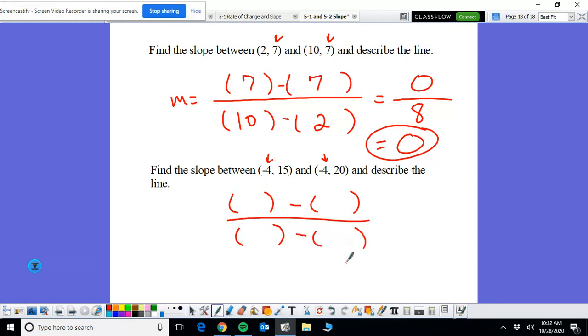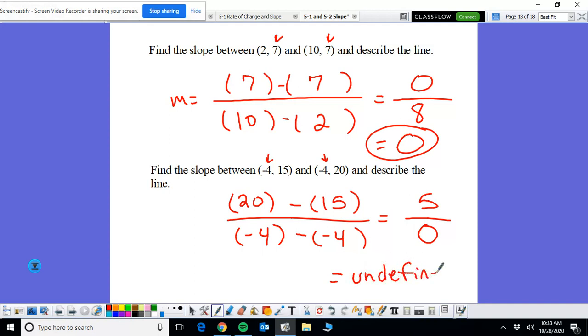So we end up with 20 minus 15, negative 4 minus negative 4. All right. So 20 minus 15 is simply 5, and then negative 4 minus negative 4 is a 0. Is 0 okay on the bottom? The answer is no. So what's our final answer for something like this? This is a vertical line. So our answer is undefined. You cannot have a 0 on the bottom. Your calculator will tell you something, error, math error in some way, because you cannot divide by a 0. But if you look up here, 0 is okay at the top.